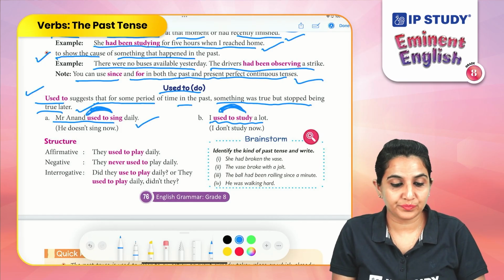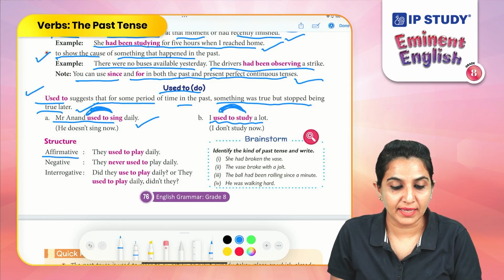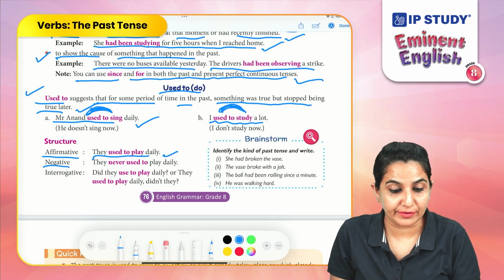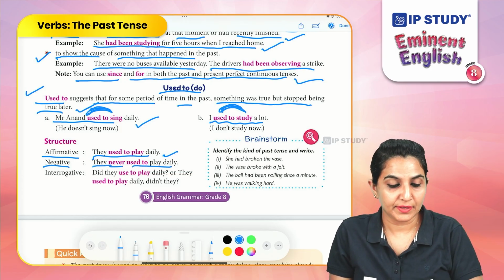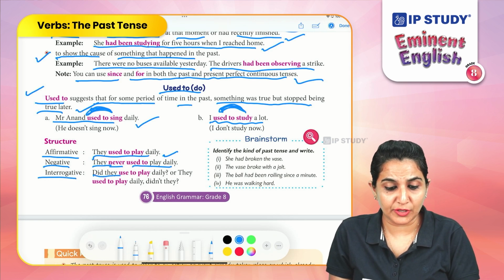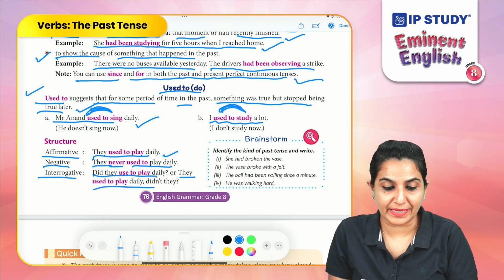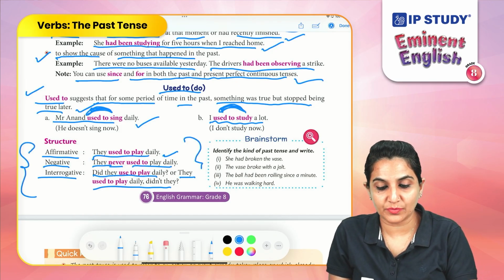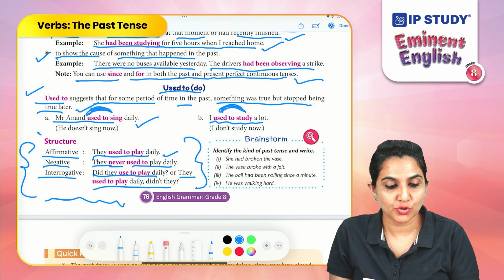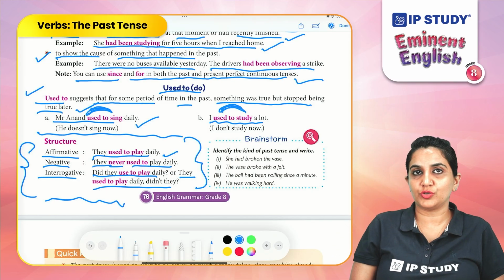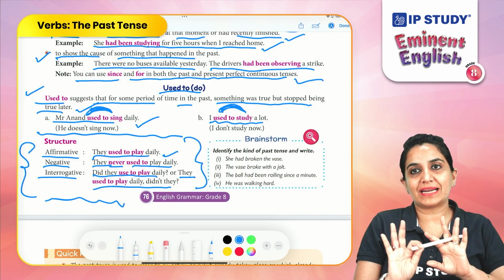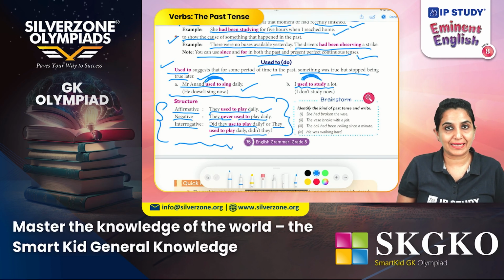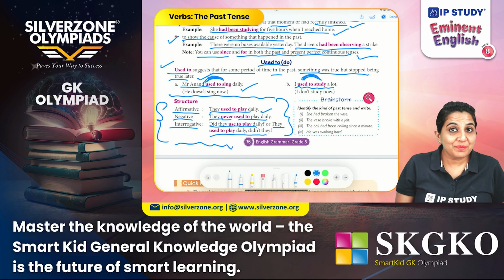How do we structure them? With affirmative sentences, we say they used to play daily. With the negative sentences, we use never. They never used to play daily. With the interrogative sentences, did they use to play daily, or they used to play daily, didn't they? So all of these ways can be applied to form a structure of used to. Something which was true at a certain point in the past but is not true right now or is not happening right now.